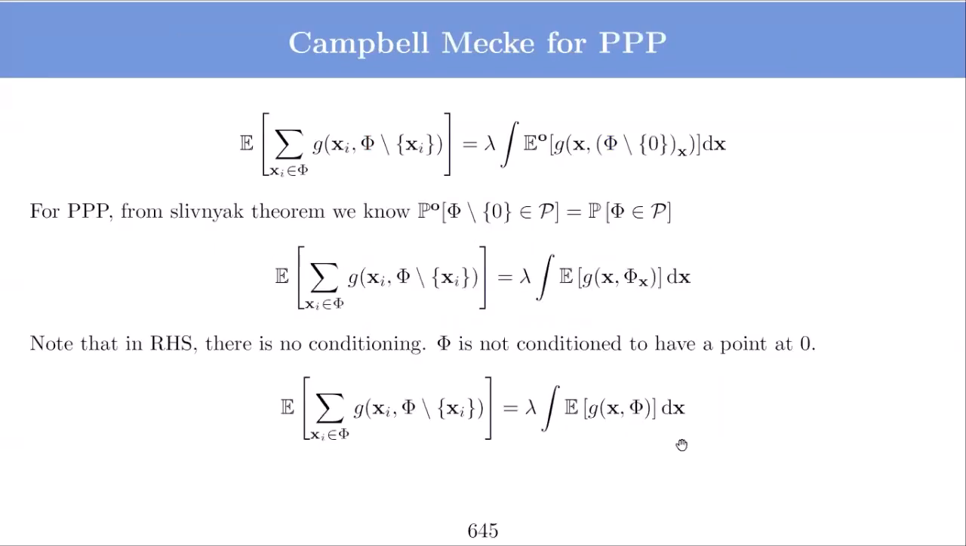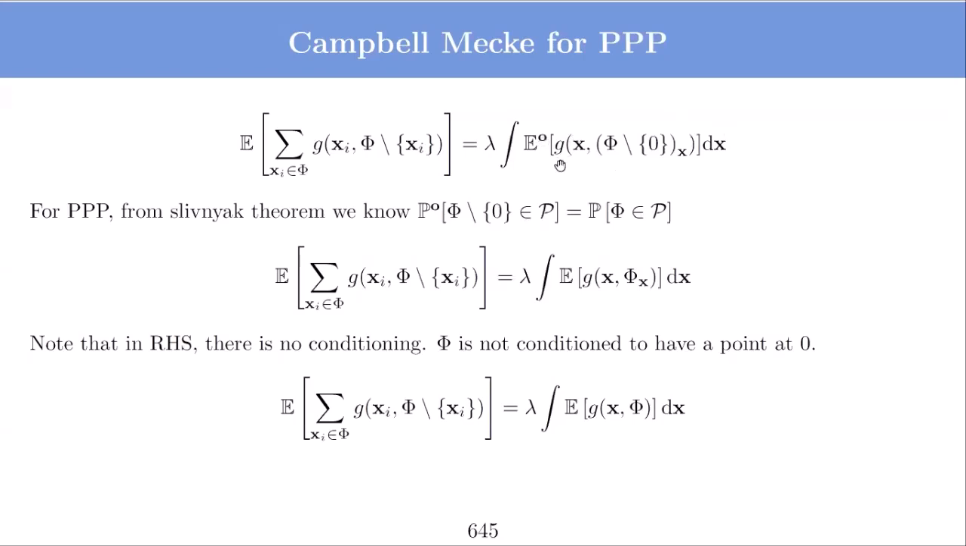Now let us see how it looks for the Poisson point process. In a Poisson point process, you know that the probability that phi minus the point at the origin belongs to P, conditioned on there being a point at the origin, is the same as the unconditional probability that phi has property P. So if you condition on a point at the origin and remove that point, and then ask whether this conditional phi has property P, the probability is the same as the unconditional probability that phi has P. If the probability is the same, the expectation will also be the same.